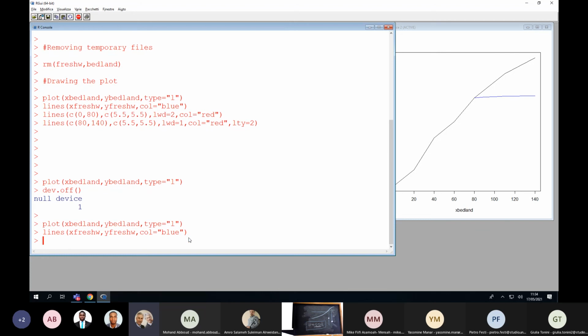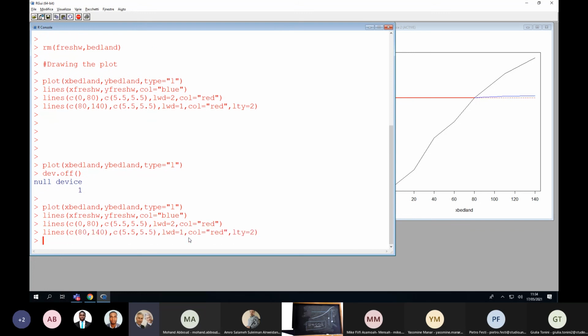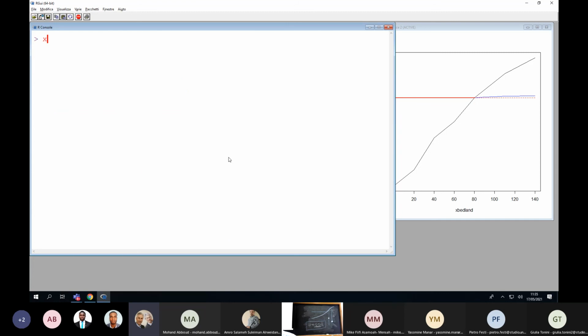This is the line of fresh water, and this is the line of the sea level, and this is the dashed line of the sea level. Perfect. Now let's look at the vector of fresh water, and see, this is the X coordinates of fresh water, and this is the Y coordinates of fresh water. So the coordinates are given by 5 points, 5 data points.